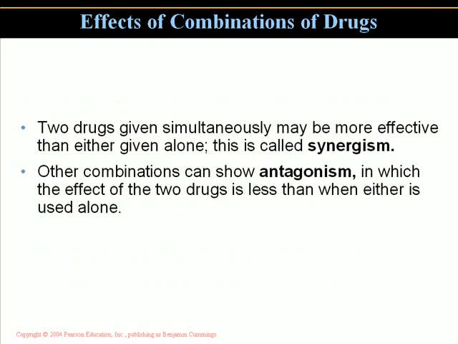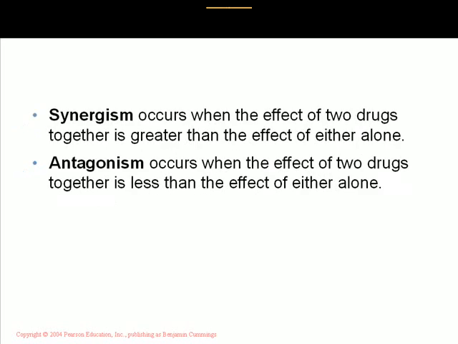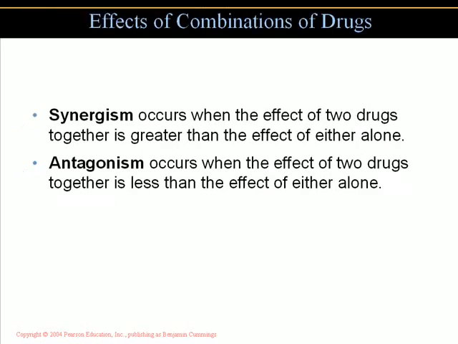Many drugs you'll see, especially antibiotic therapy, are used in combination. You see two drugs given simultaneously can be more effective than either drug given alone. This is called synergism. Other combinations can show antagonism, which is when the effect of two drugs is less than that of either one used alone. Synergism occurs when two drugs used together have a greater effect than either alone. Examples are the use of an aminoglycoside with a narrow spectrum antibiotic, such as penicillin given with gentamicin.